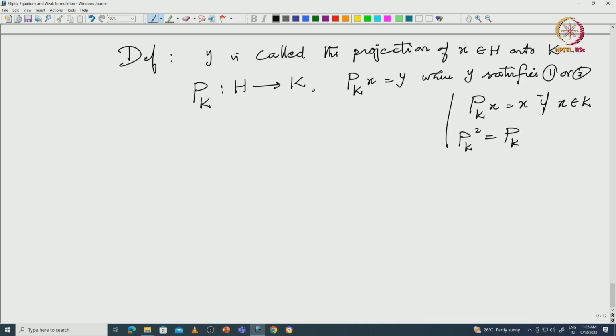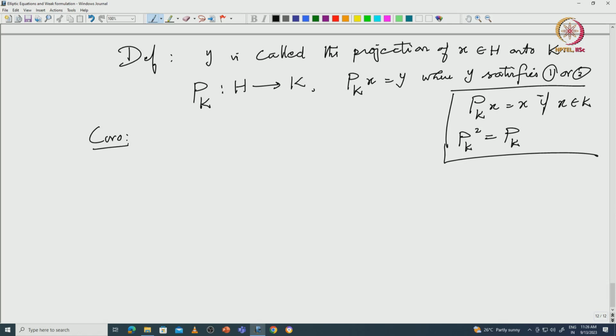So, you see, once you project it, it will be the same: Pk squared equals Pk, because Pk of Pk of x is equal to Pk of x. This is always true, because Pk of x is always in K. So, this is called a projection.